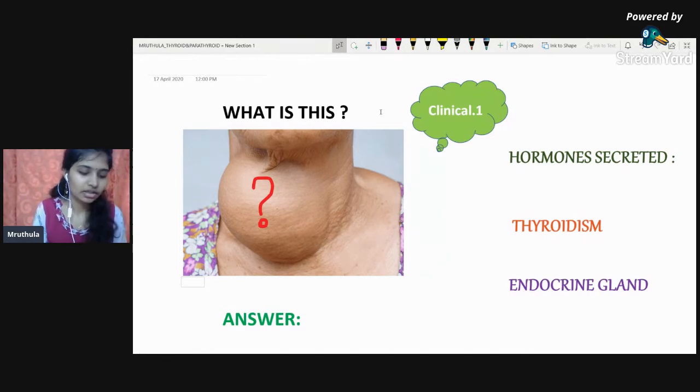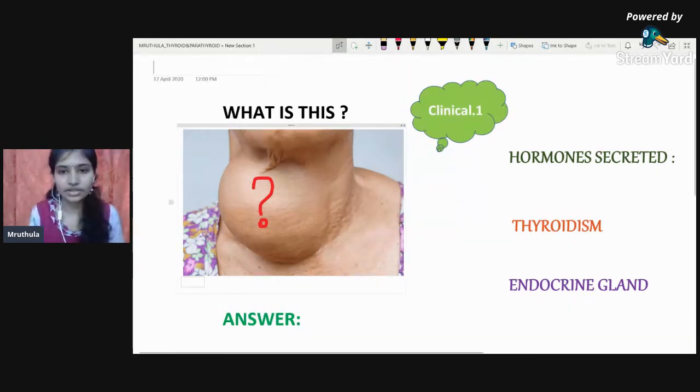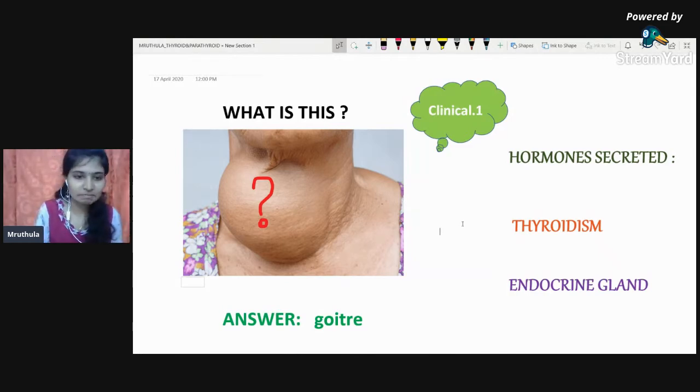Okay, so you're right. It is goiter. So we all would have heard very well about goiter. So what is actually goiter? Goiter is the enlargement of the thyroid gland. And this enlargement can be because of 2 reasons. It can be hypothyroidism or even hyperthyroidism.